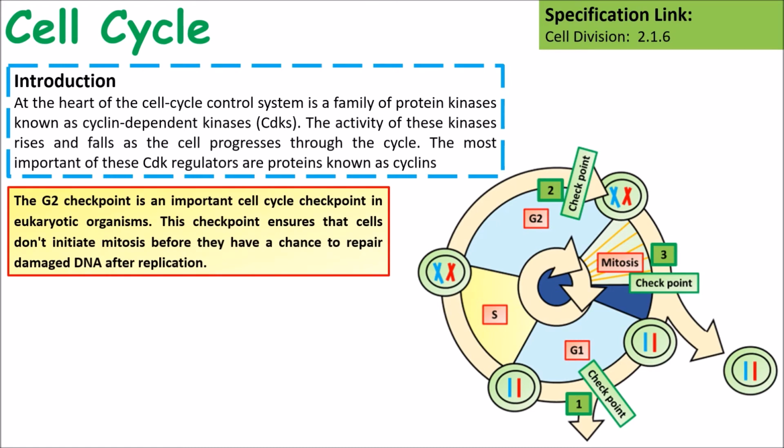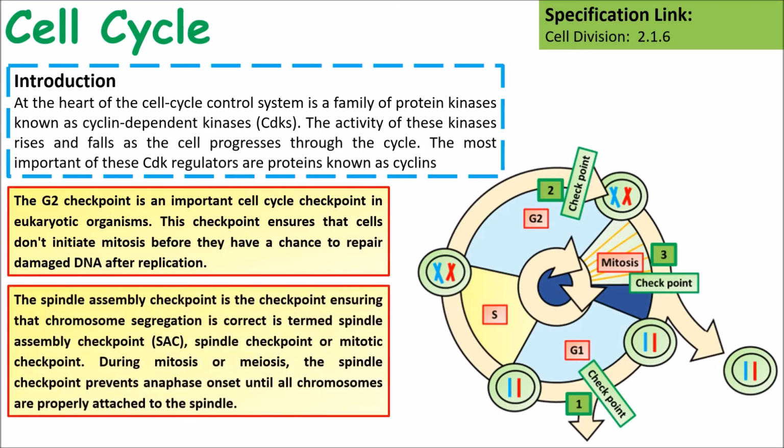The G2 checkpoint is important in the cell cycle. The checkpoint ensures that the cells don't initiate mitosis before they have a chance to repair any damaged DNA.